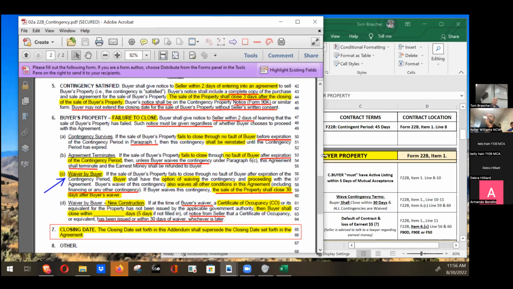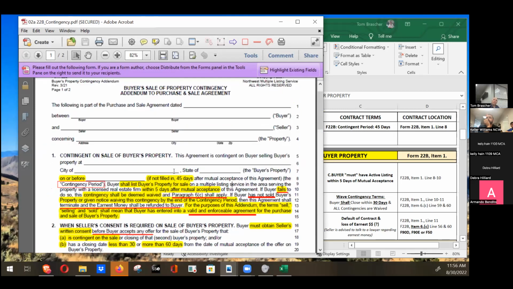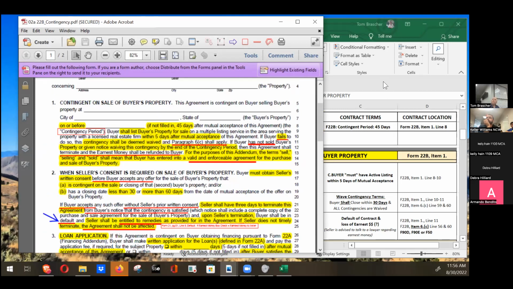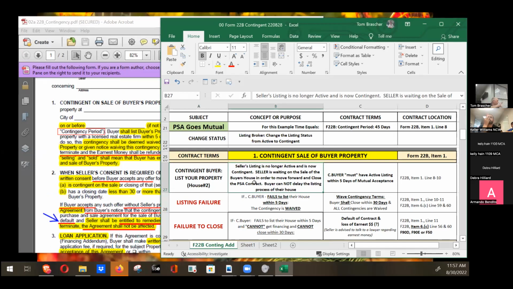So right out of the chute, right in paragraph 1, which isn't a very big paragraph, there's a whole lot going on. So what I did over here for us is contingent buyer, you've got to list your property, house number 2. It's no longer active now. The selling agent, which I have up in here above, has to turn around and move the status from listing to contingent. And then in doing that, that's called out for. The buyer must have an active listing within 5 days of mutual acceptance.